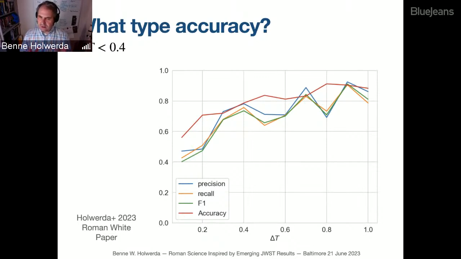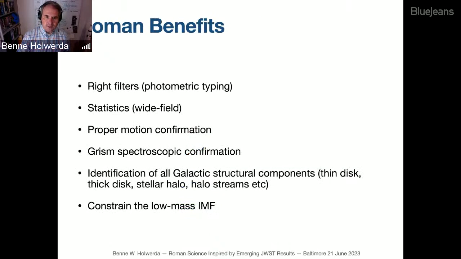So it's a little less good than JWST because of where the filters lie; they're broader filters, so we lose some of the information. But you can definitely do it. So the Roman benefits are it has excellent filters for this, for the photometric typing.